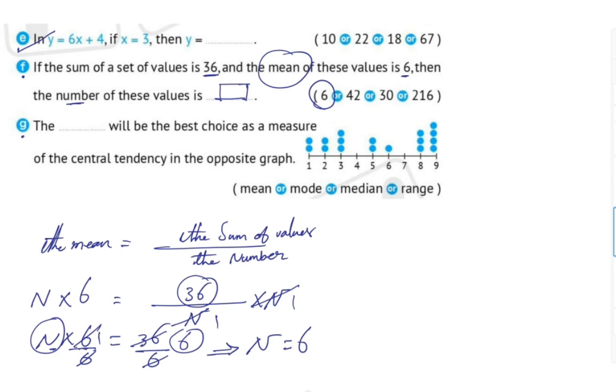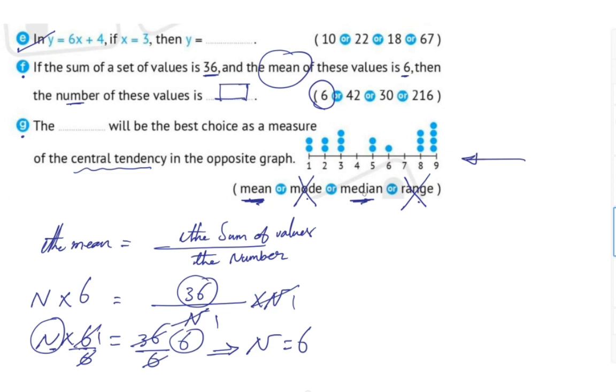Point number G. The blank will be the best choice as a measure of central tendency in the opposite graph. We have this graph. This graph is a dot plot. Can I use mean or mode or median or range? He asked about the central tendency. What do we use to measure the central tendency? Do you use range? No, range or mode. One of them, mean or median.